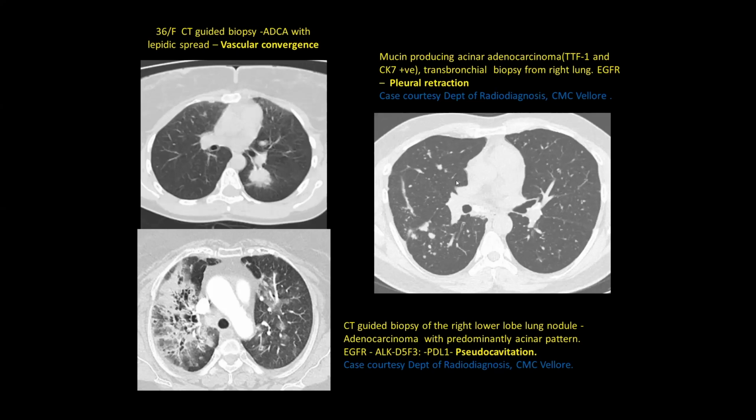Then this is another patient. You can see multiple nodules. Both lungs have multiple nodules. Some of them are pleural based, and you can see the pleura is getting distorted here. Okay, so this is a pleural retraction, and this turned out to be acinar adenocarcinoma, solid nodules. Okay, so acinar adenocarcinoma from lung.